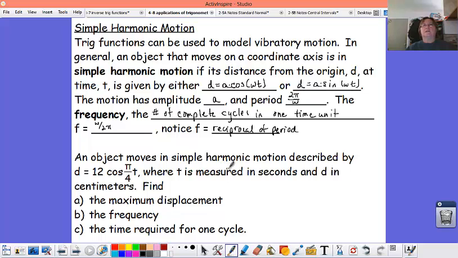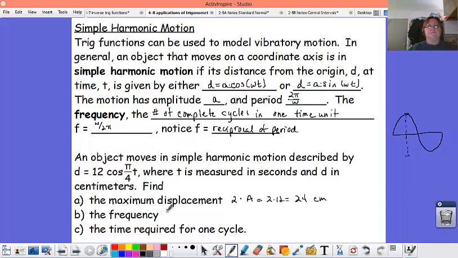An object is moving in simple harmonic motion described by, and here's our equation, d equals 12 cosine of pi fourths t, where t is measured in seconds and d in centimeters. We want to find the maximum displacement. That is, if you think about something in cyclic motion, goes up and down, the total displacement would be the total movement, twice the amplitude. In this case, that would be 2 times 12, or 24. And those would be centimeters.